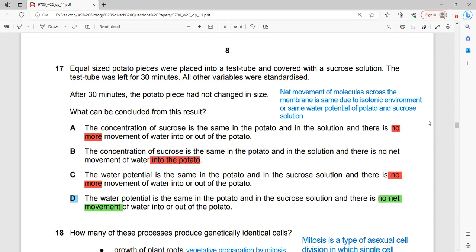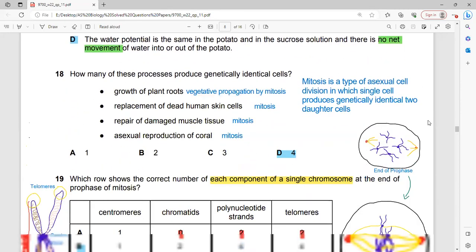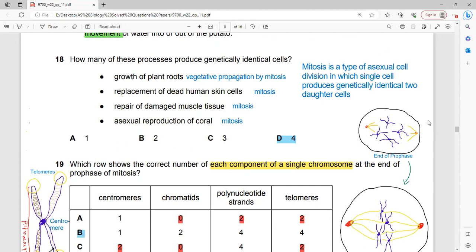What about A? It is a wrong option. No movement of the molecules is wrong. In B, it says only molecules are moving into the potato. If molecules are moving in, obviously the size should increase. And C is the same, wrong. It should be no net movement.